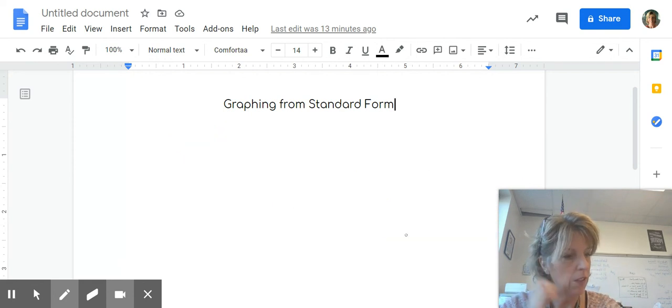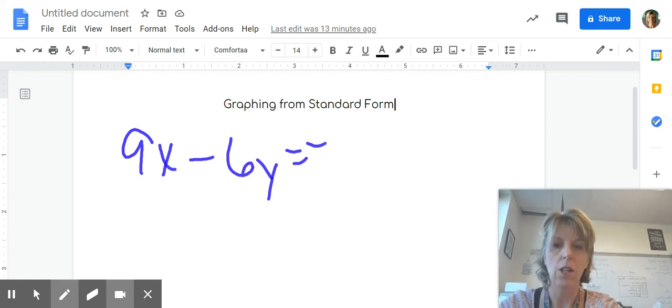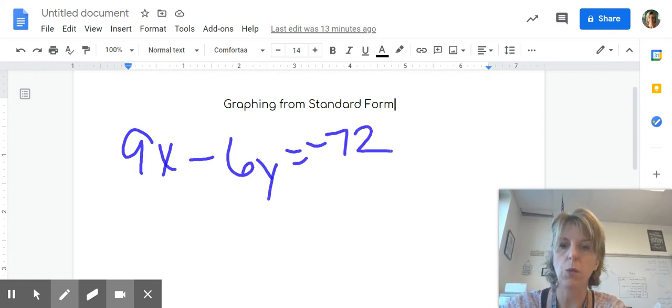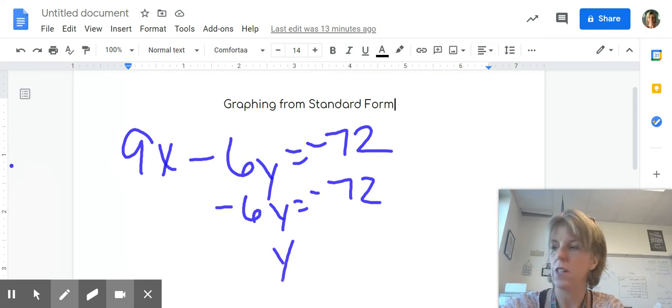And the last one to show you, 9x minus 6y equals negative 72. Here we're going to cover up the x. We get negative 6y equals negative 72. Divide that. You get 72 divided by 6. Did you do that one on your own? My fingers are fumbling today. 72 divided by 6 is 12. So y equals positive 12.